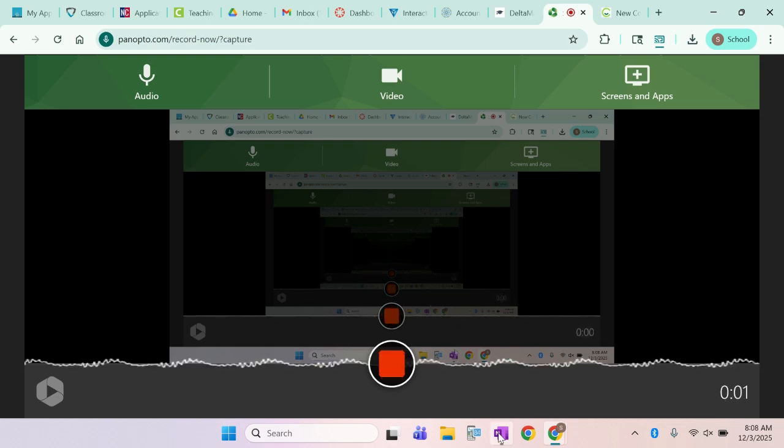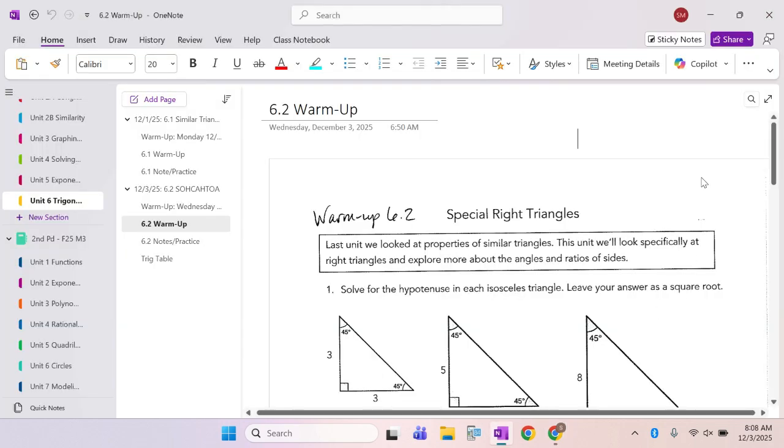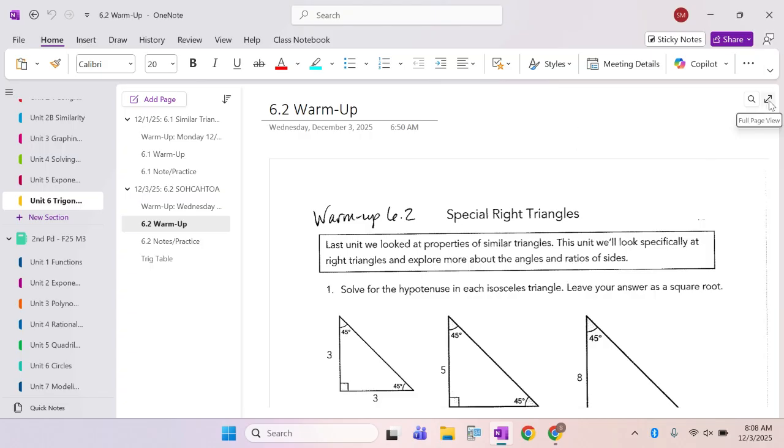Recap the left side that you guys had to do. All right.